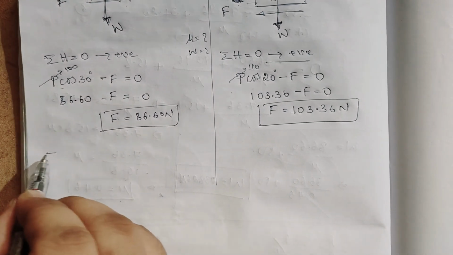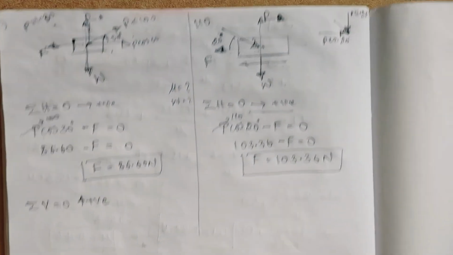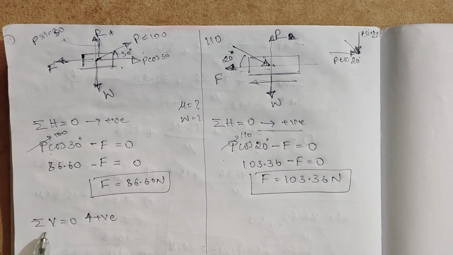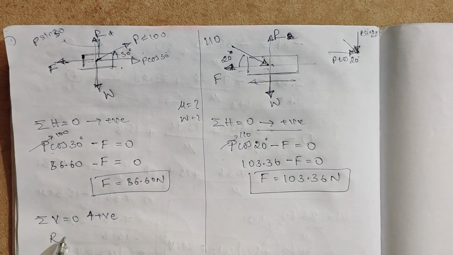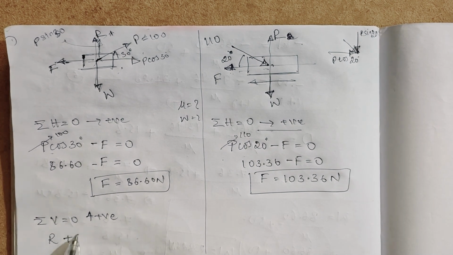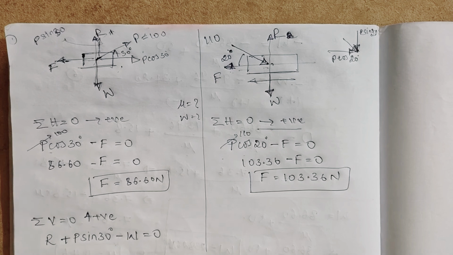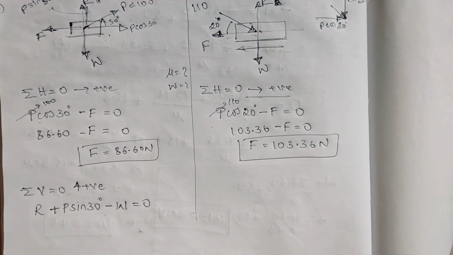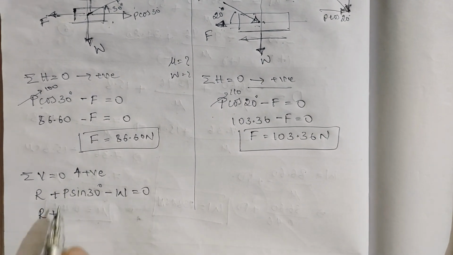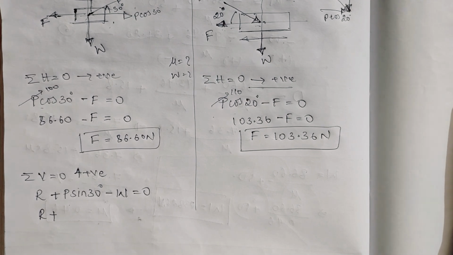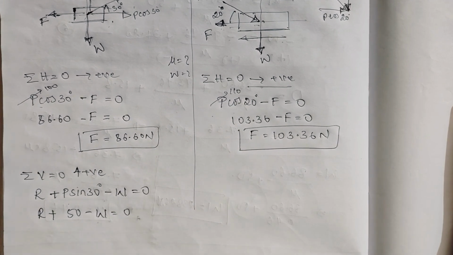Now we will take sigma vertical force equal to 0, taking upward as positive. So R is the vertical force, right? Then P is also upward here, so P sin 30 degree, then minus W is equal to 0. Okay, then this R we don't know, P is 100, so 100 sin 30, it is 50, minus W is equal to 0.